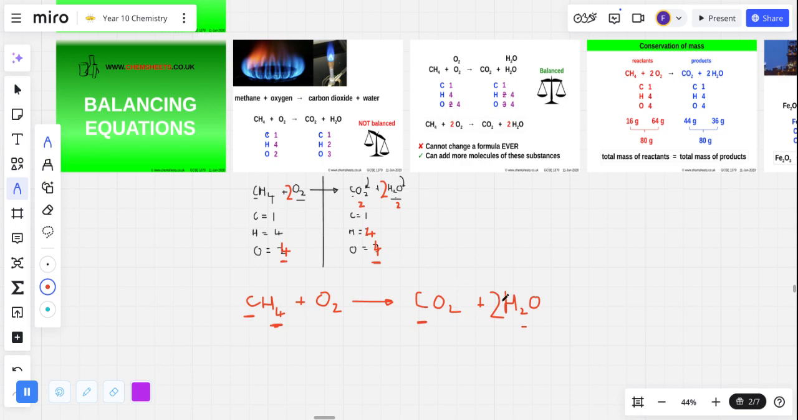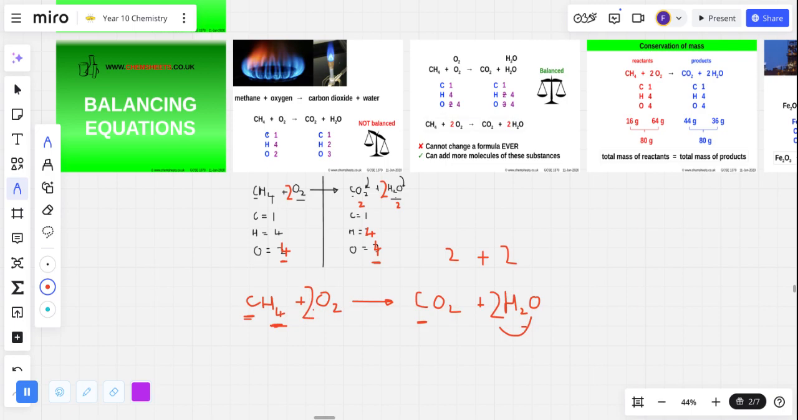So the first thing he said is, look at what's going on. Look at your molecules. Now that you've got the right number of carbons and the right number of hydrogens, now balance your oxygens. Well, I've got 2 times 1 oxygens here, 2. I've got 2 oxygens here, 2. 2 add 2 is 4. And put a big 2 there because 2 times 2 is 4.